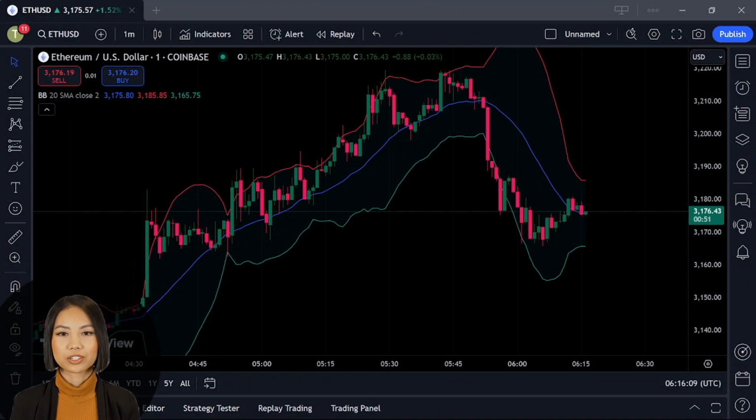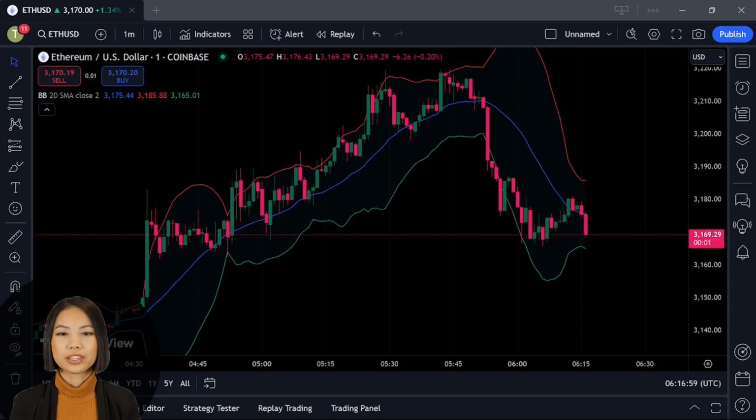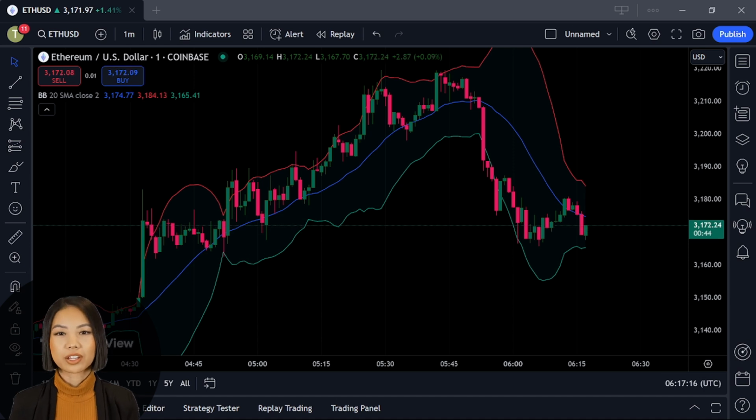Now here's where it gets interesting. Each band has a specific purpose, revealing hidden clues about market momentum. And in a moment, I'll explain exactly how they work and what each band means.